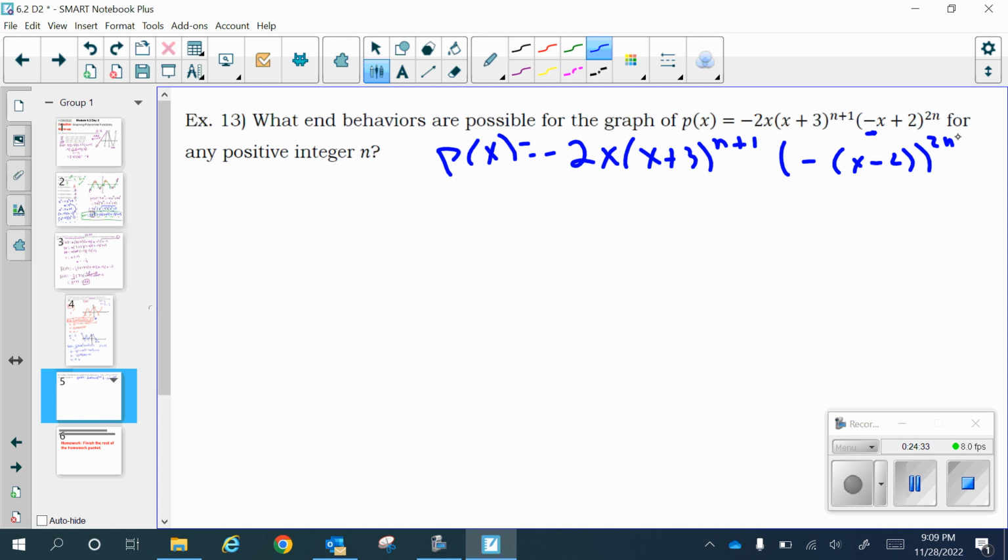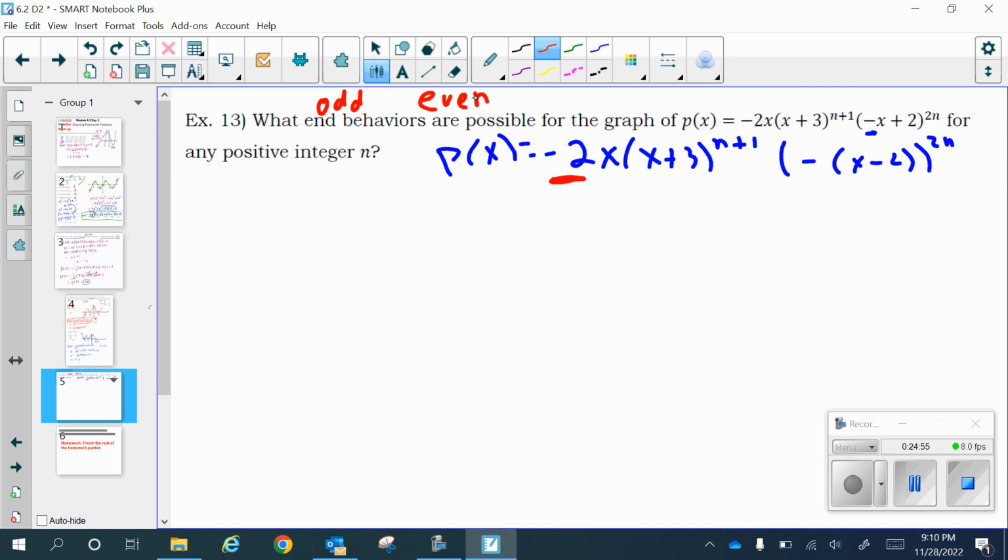I want to see what possible end behaviors I can have. If I look at the function right here, I have my leading coefficient of -2. That's not going to change. My leading coefficient is going to be -2. But what will change is whether the degree of the function is odd or even.